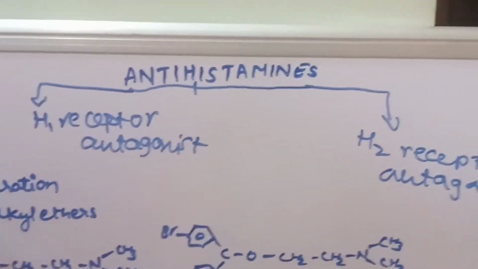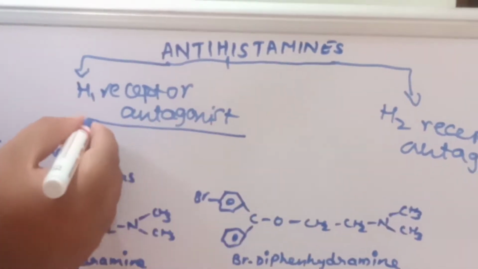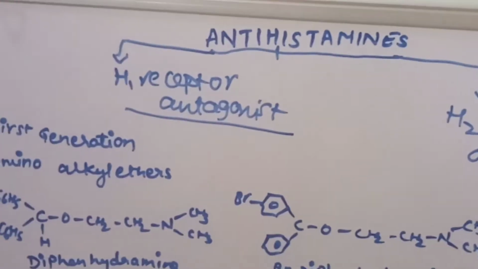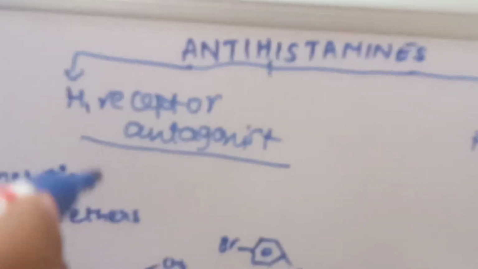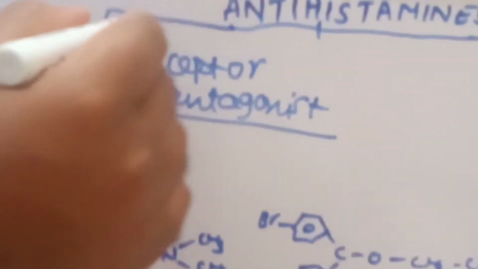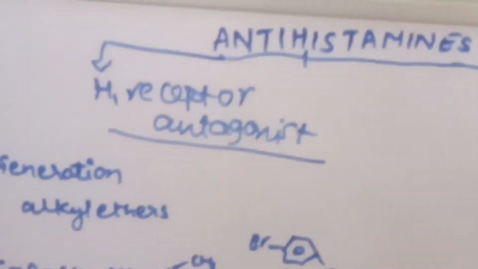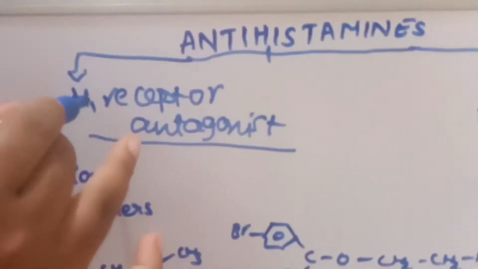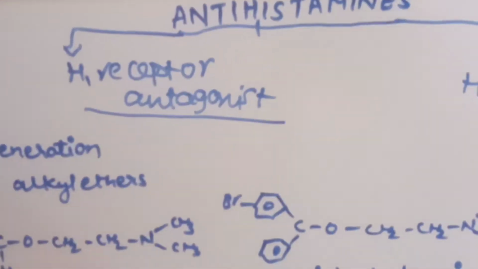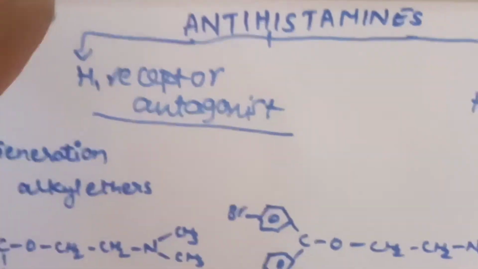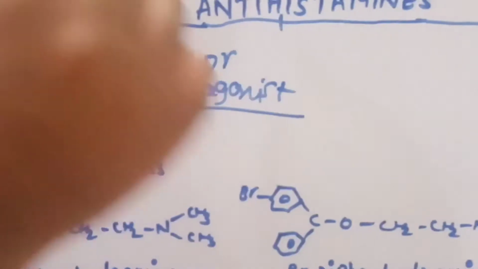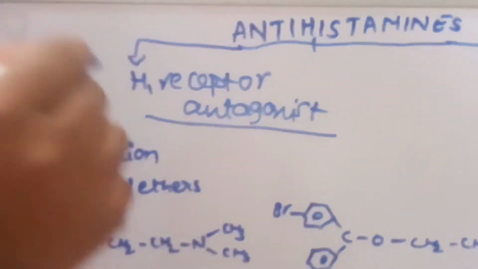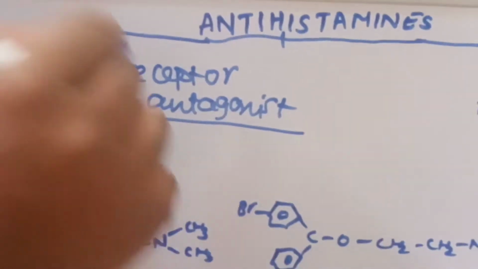Today in this lecture we are going to study only H1 receptor antagonists. These are the agents which are used to block the action of histamine on its receptor. Which receptor? H1 receptor. That's why they are called H1 receptor antagonists. Why do we block the action of histamine on the H1 receptor? When histamine binds with the H1 receptor, it produces allergic reaction. To treat the allergic reaction, we have to block the action of histamine on the H1 receptor.